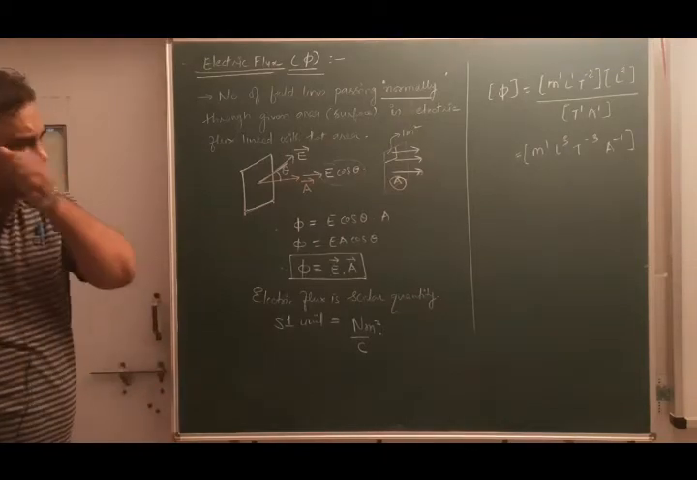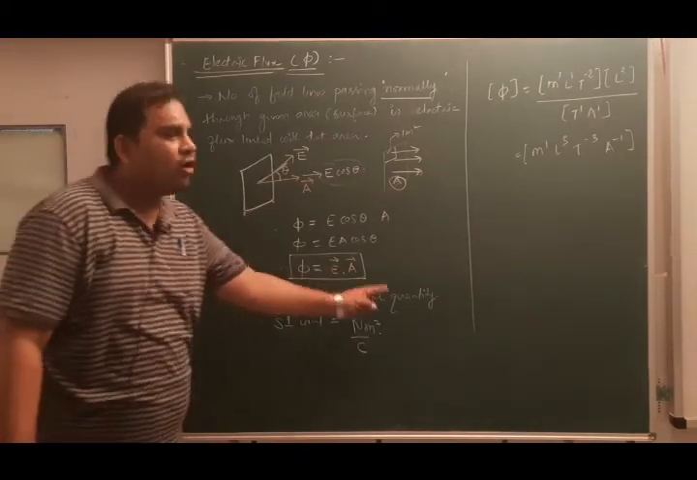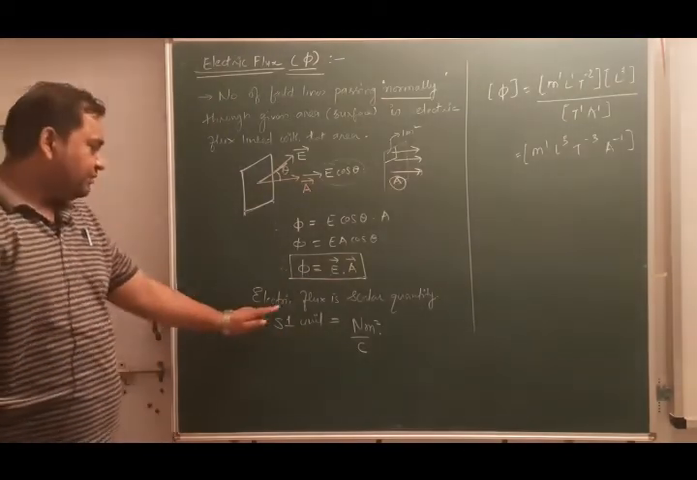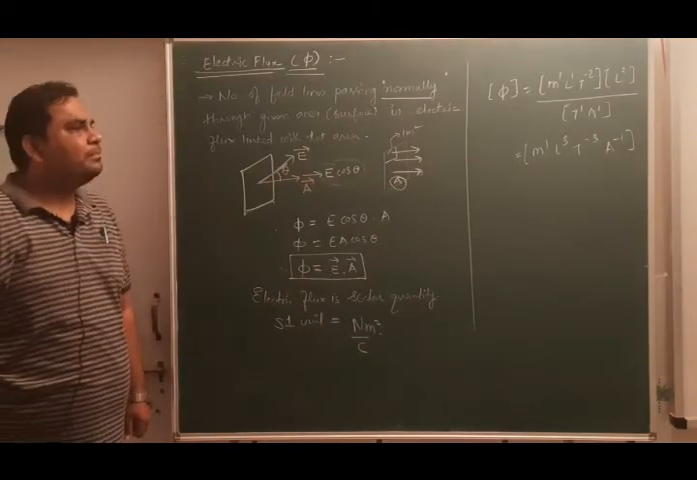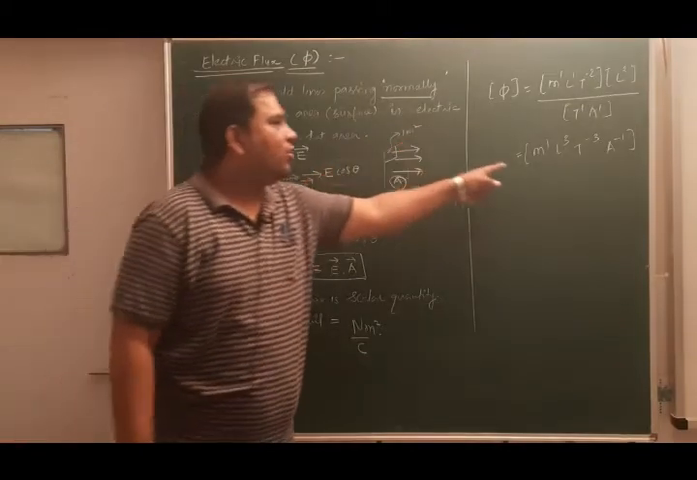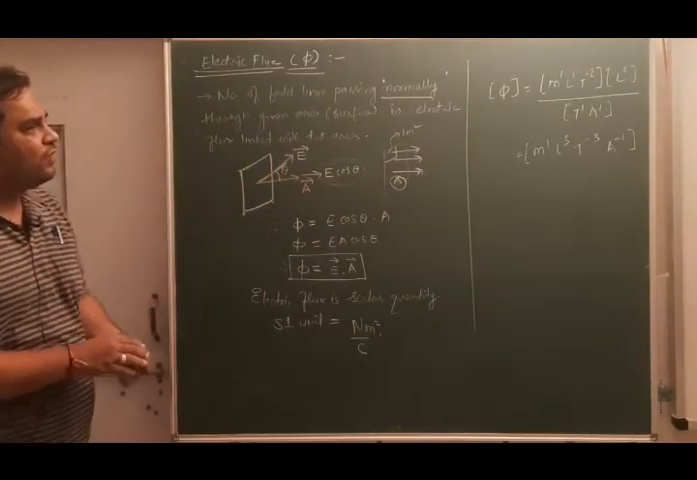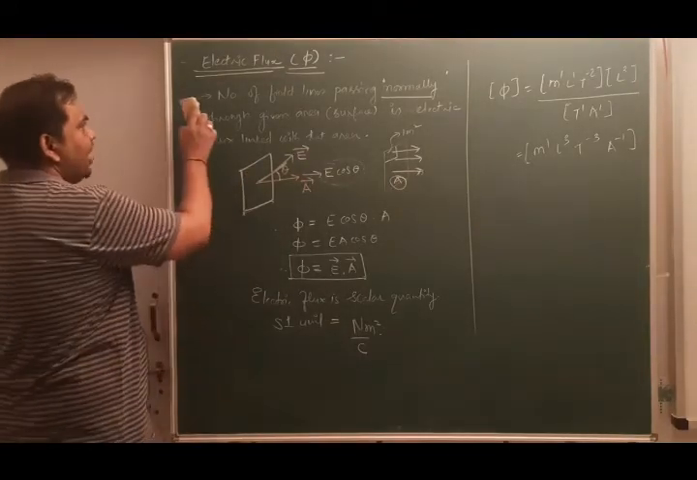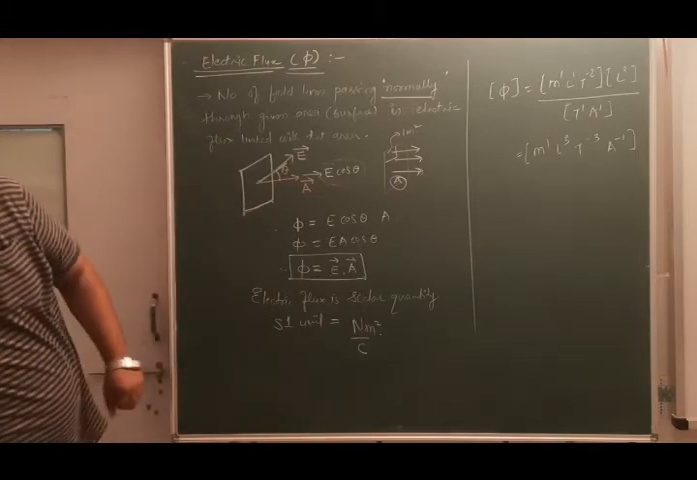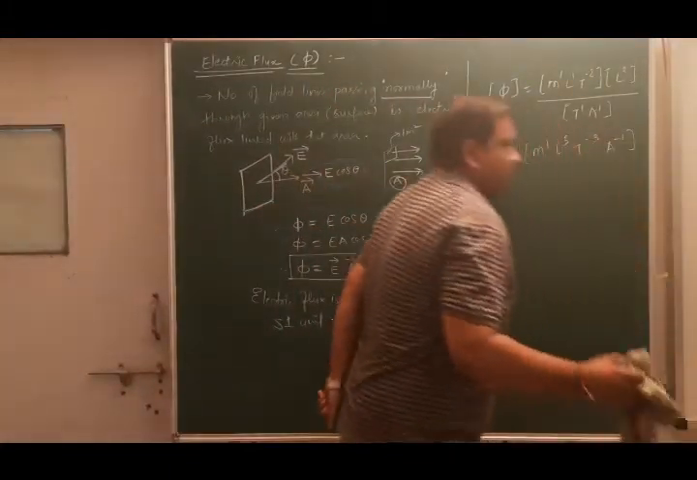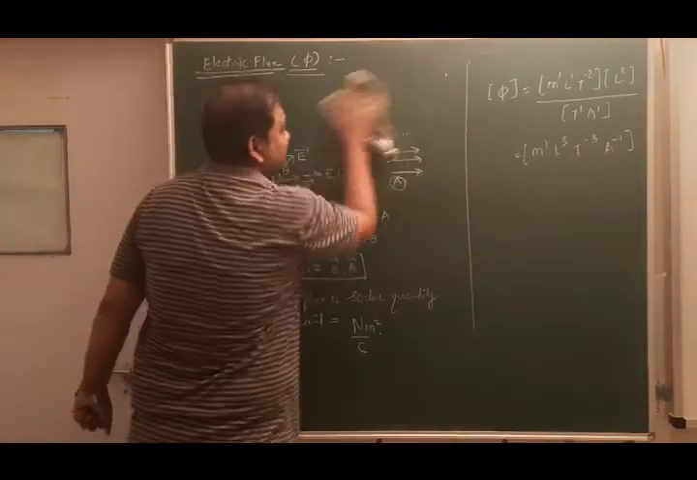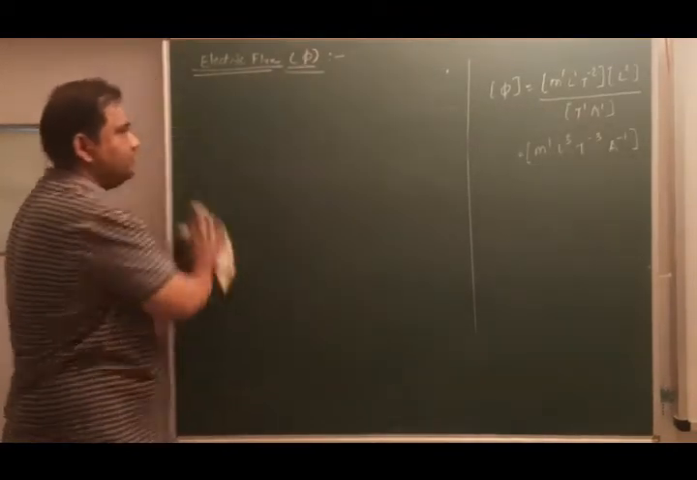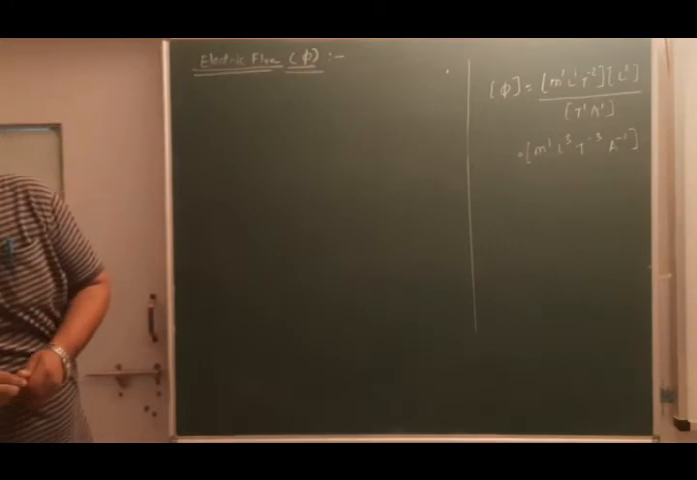याद रखिए फ्लक्स के बारे में तीन चार चीजें जो हमें याद रखनी है. फ्लक्स इज ऑलवेज इक्वल टू व्हाट? E dot A, or it is EA cos theta. Flux is a scalar quantity which has SI unit of Newton meter square per coulomb, and we also have the dimension formula of flux, that is M1 L3 T minus 3 A minus 1. Now flux is scalar, that we all know.